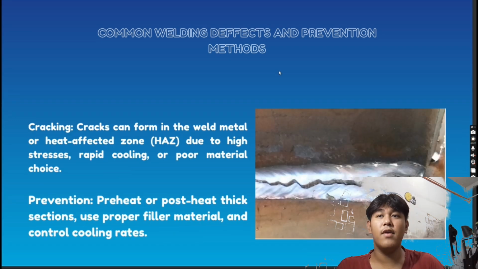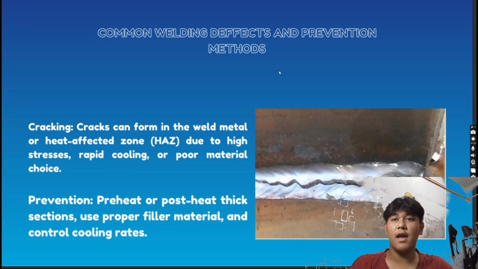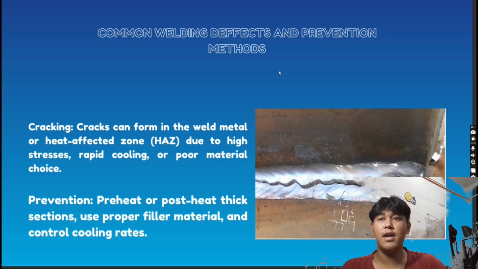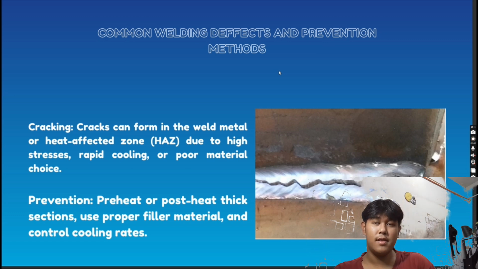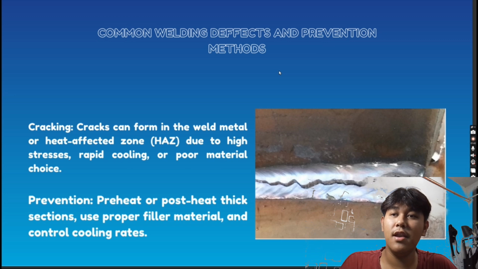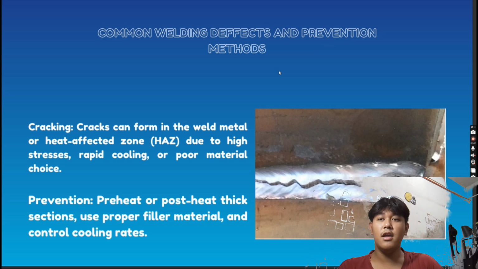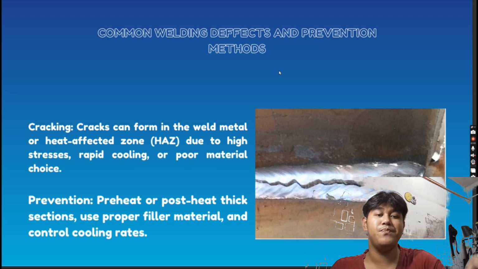Next is cracking. Cracks can form in the weld metal or heat affected zone, also known as HAZ, due to high stress, rapid cooling, or poor material choice. The prevention is to preheat or post-heat thick sections, use proper filler material, and control cooling rates.